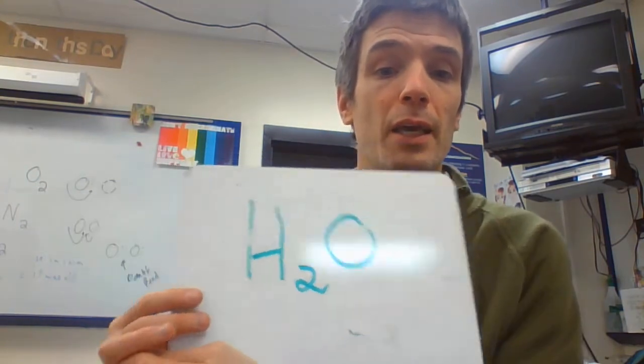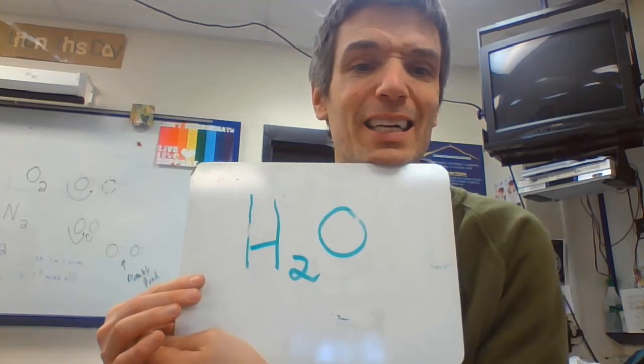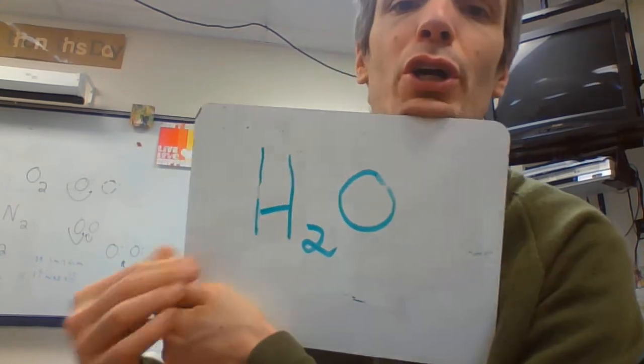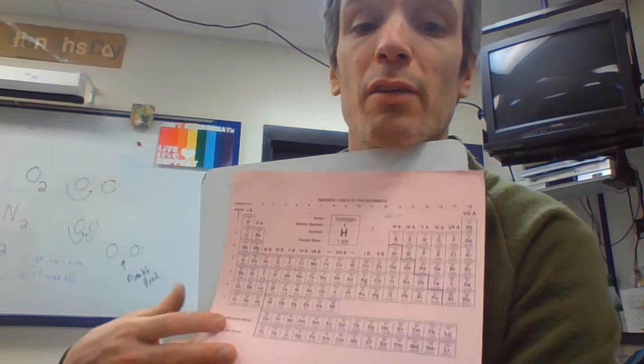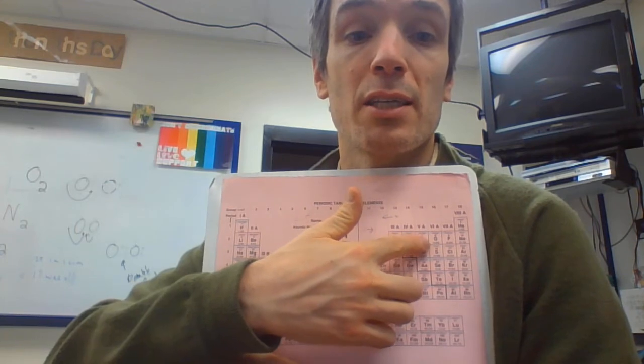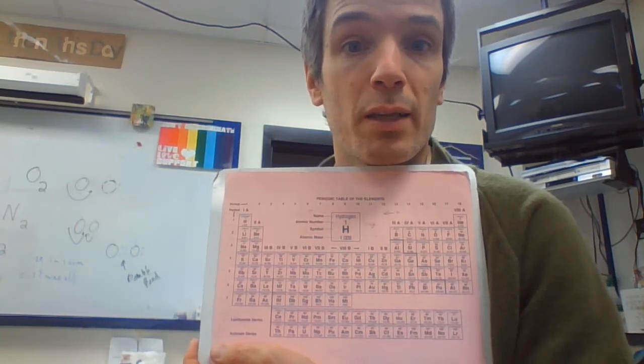So, in H2O, this crazy chemical that we have here, we have hydrogen, we've got oxygen. What's the bond type? Well, I look at my periodic table and I see that hydrogen is a nonmetal and oxygen is a nonmetal. I've got two nonmetals. Therefore, I know it's going to be covalent.